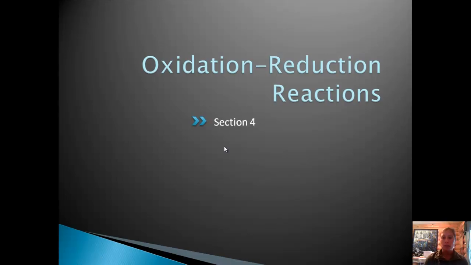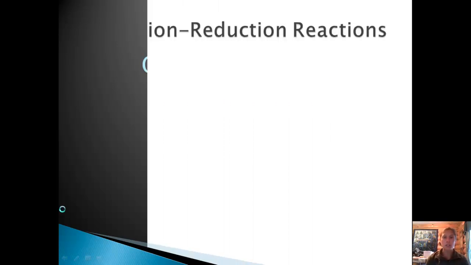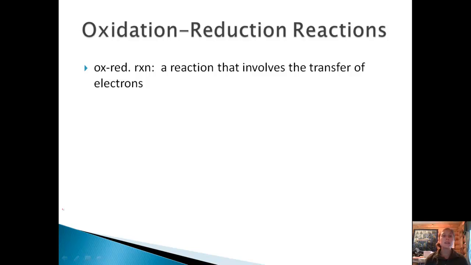Okay, so we're going to continue with section 4 of our unit on reactions in aqueous solutions, talking about another type of reaction called an oxidation-reduction reaction. So far we've talked about double replacement, acid-base, and now we're going to talk about oxidation-reduction. Sometimes these are called redox reactions. It's a little bit easier to say than oxidation reduction, and you've got your oxidation part and your reduction part. So a redox reaction involves the transfer of electrons.